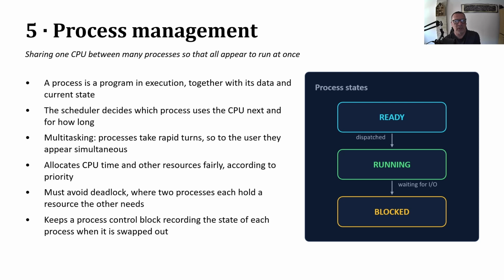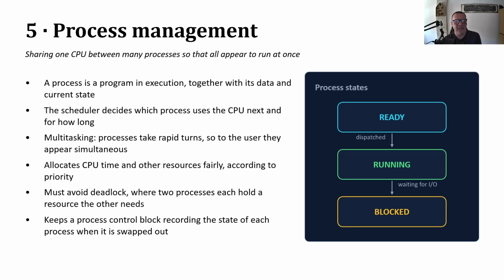And a scheduler within the operating system decides which process is going to use the CPU next and how long they get. So in multitasking, processes take rapid turns. They get a short burst of CPU time before another process is brought in, and then that gets some time. And for the user, when this is running smoothly and quickly, it appears as though those processes are running simultaneously, even though they may not be. They may be just getting slices of a single CPU.